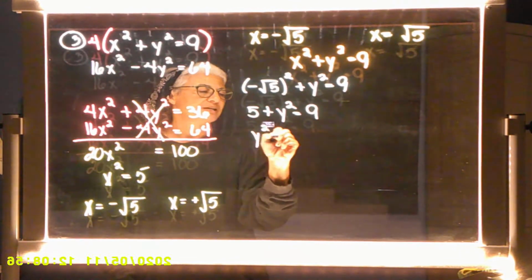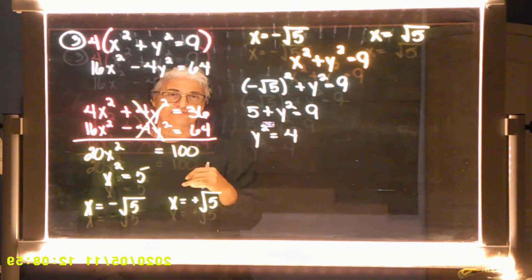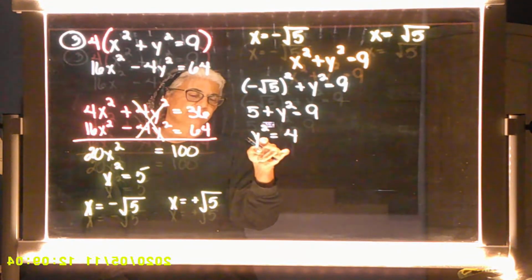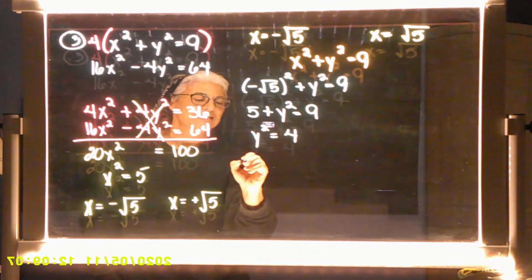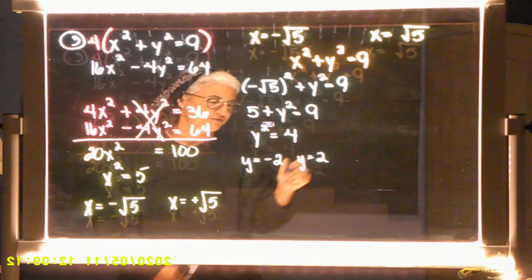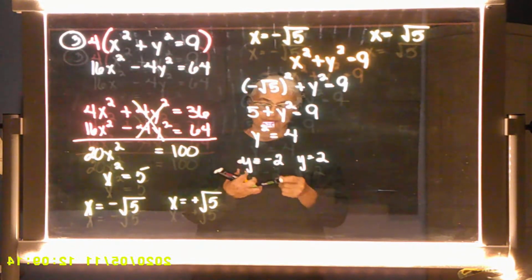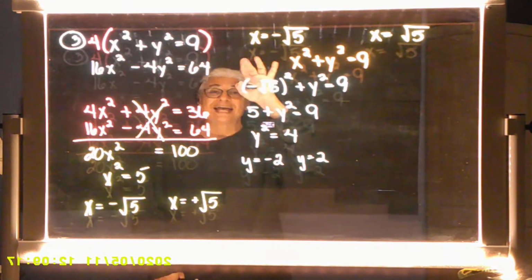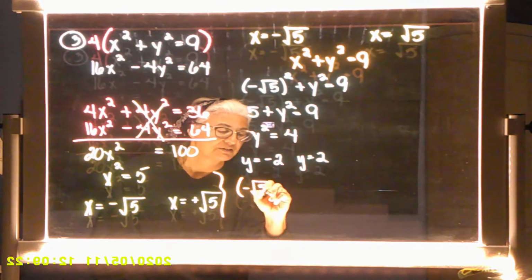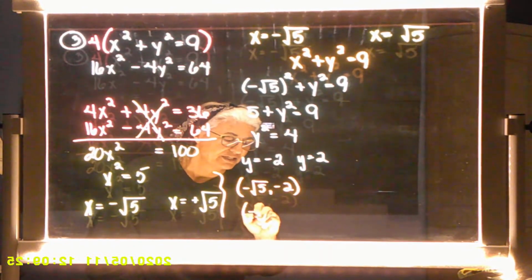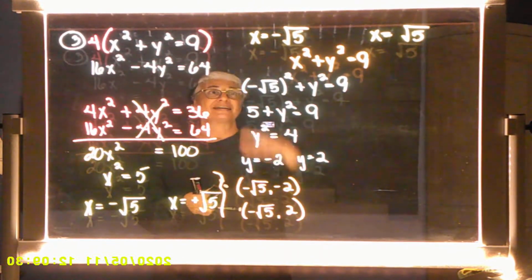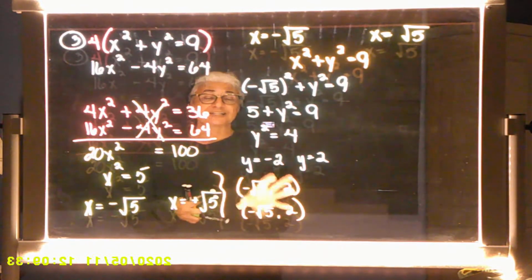Need that y squared by itself. Minus the 5 gives you 4, right? And then you got to take another square root to get the y by itself, which means how many answers? Yes, 2 answers. You're going to get a negative 2 and you're going to get a positive 2. So that's quite interesting because for this 1 x, I have 2 answers. I have a negative square root of 5, comma, negative 2, and I have a negative square root of 5, comma, positive 2. For that one x, I have 2 y's. I got 2 points out of here.